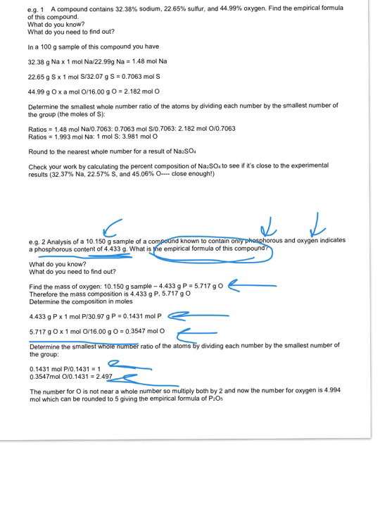So what we'll do in this case is try multiplying by additional values until we get whole numbers. So if we multiply both by 2, we can get 2 for phosphorus, and we get 4.994 for oxygen, which can be rounded up to 5, giving us the empirical formula of P2O5. Okay? All right, let's keep going.